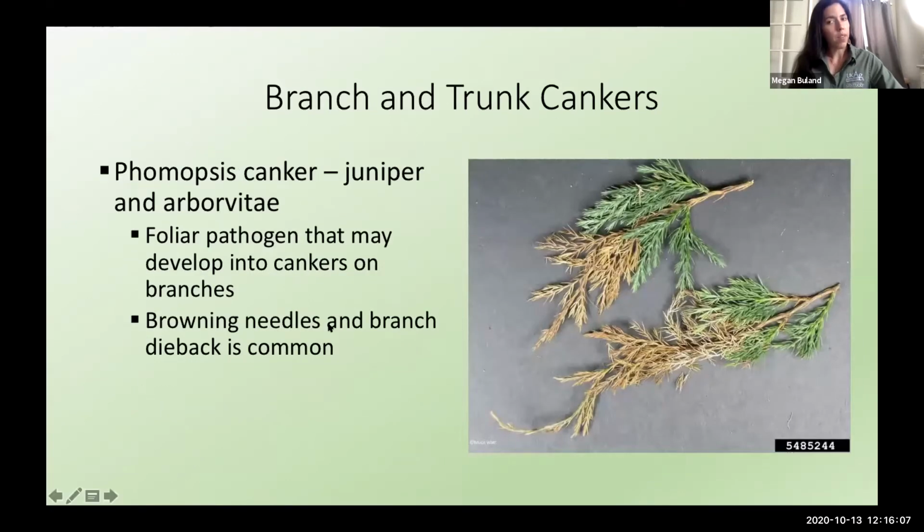And Phomopsis canker is another canker that we will see around here. This one more often on juniper and arborvitae. It's usually a foliar pathogen that may develop into cankers on the branches. Generally, this one is more of a cosmetic issue, although in some cases it can lead to tree death.